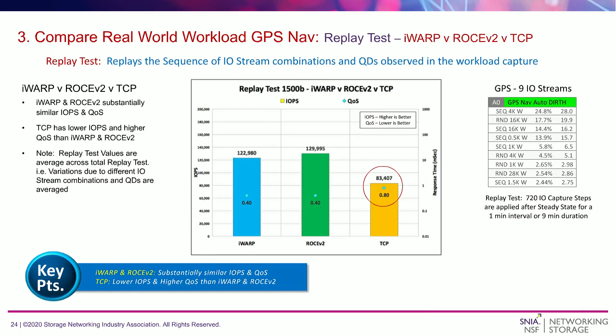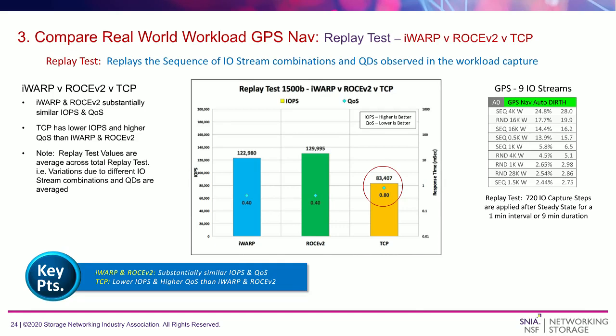So for a simple look at those 9 I/O streams that occur in different combinations and at different QDEPs over the test, the average is shown in this plot. So again, iWARP and RoCEv2 are substantially the same, 122,000, 129,000 IOPs, and the 5 nines response times are 0.4 milliseconds. On the other hand, the TCP, you can see, is only 83,000 and doubles the response time to 0.8. So again, this is probably the difference between offload and non-offload.